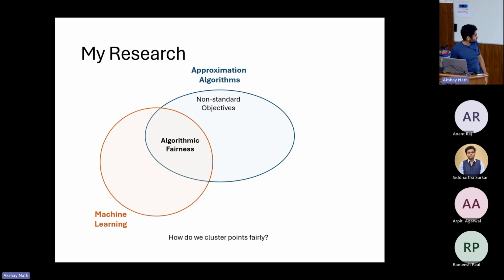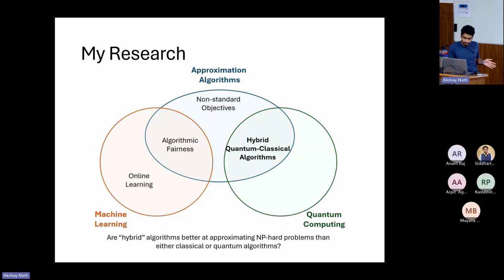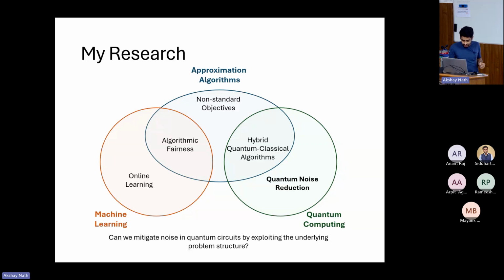There's algorithmic fairness. An example question would be how do we cluster points fairly? Then there's the component of online learning, and an example of a question there would be can you speed up an algorithm like projected gradient descent or any iterative algorithm over specific polytopes. I do a little bit of quantum computing where I try to design algorithms that individually can beat either classical or quantum computing algorithms. And finally, I work a little bit in quantum noise reduction.